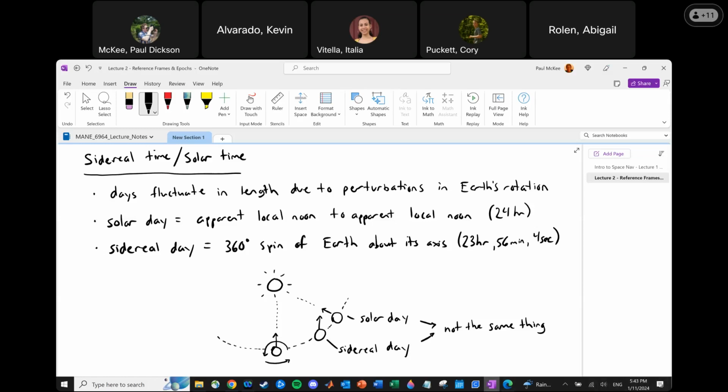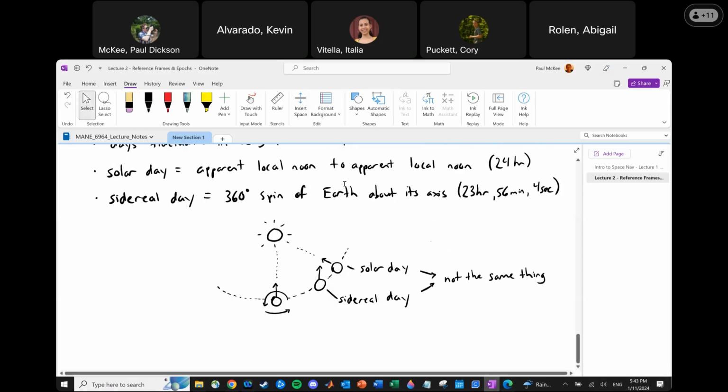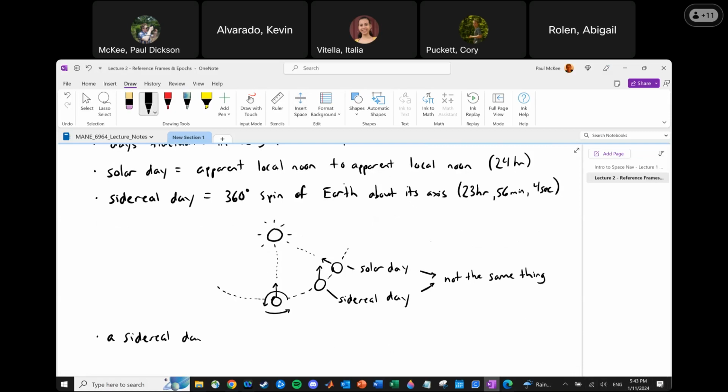And as a matter of fact, I can scroll down here. There we go. A sidereal day is measured with respect to the stars. Which would make sense, right? Because compared to the sun, the stars are basically standing still. Really, the stars aren't standing still, but compared to the sun, they are, right? That's kind of the idea.